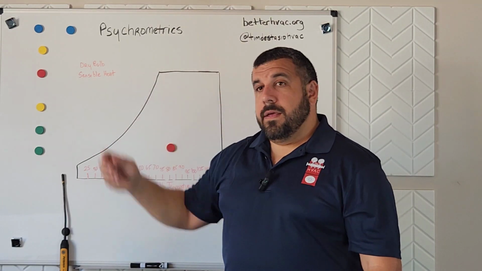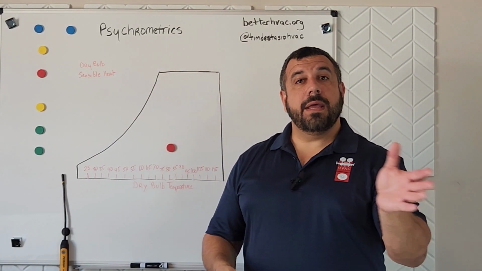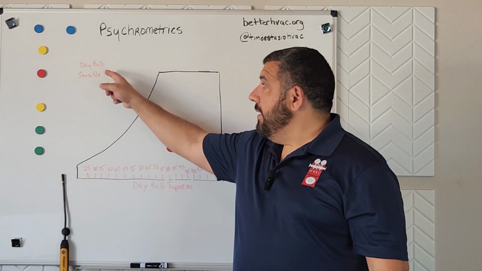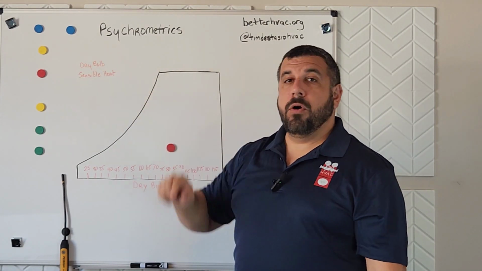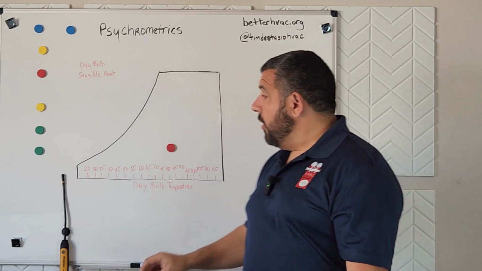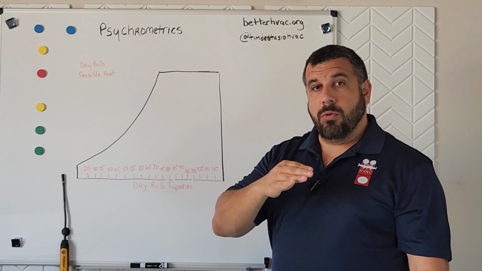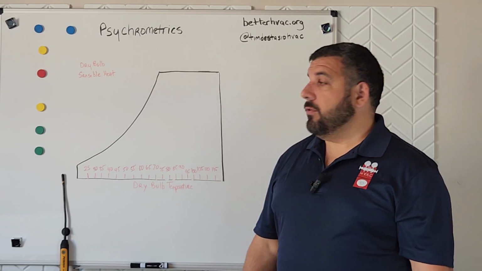Sensible heat is heat that we can either add or take away from the air, and when we do that, we are reading that difference in dry bulb temperature. So let's go to the chart. Let's take, for example, a gas furnace. A gas furnace only adds dry bulb temperature to the process.